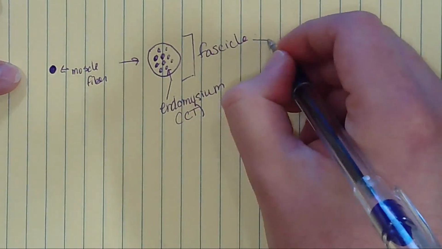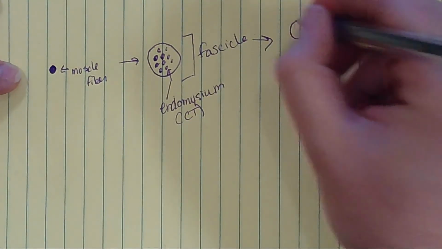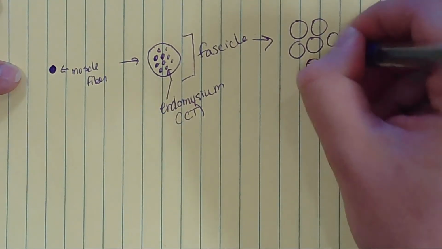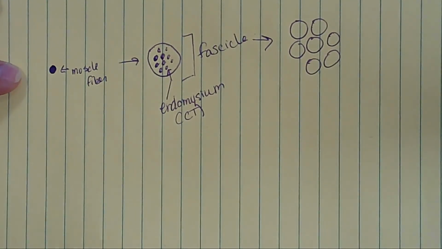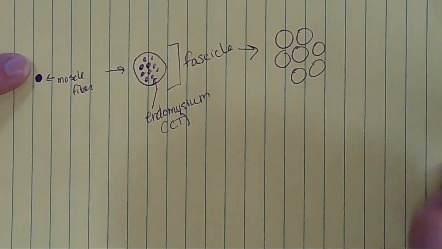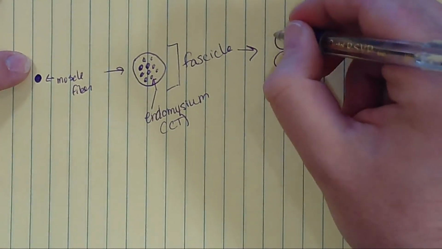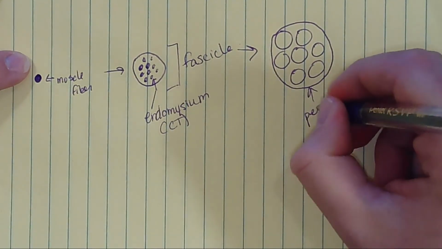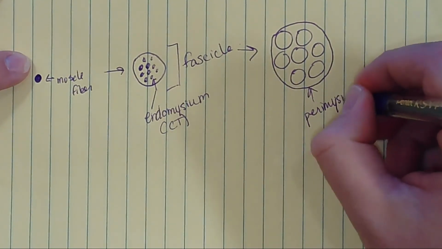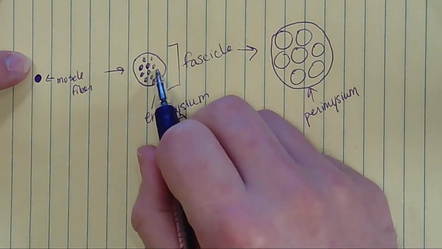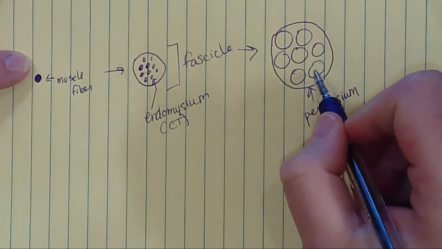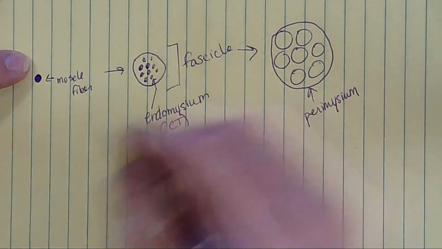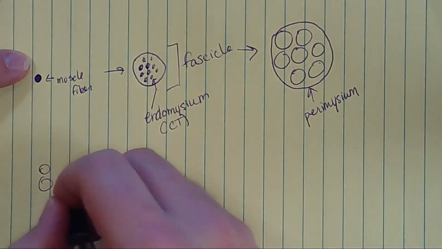If we take a whole bunch of these fascicles and start putting those together, I'm going to label those as this big bundle that's going on here and here and here. If we take those and put those together, we end up with our structural pieces there. In between those, you're going to have connective tissue that's surrounding each of those, which is our perimysium. So if we take all of our fascicles and start putting them together, we get our perimysium.